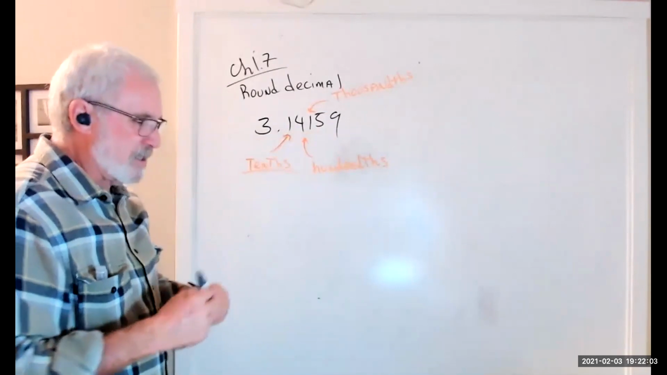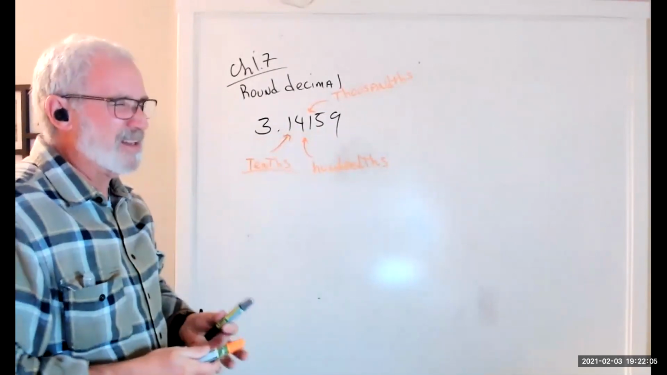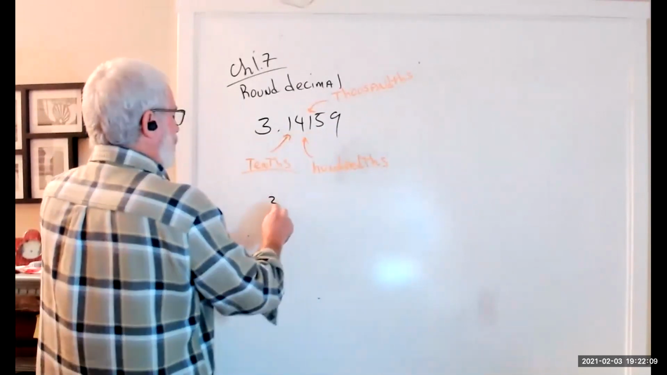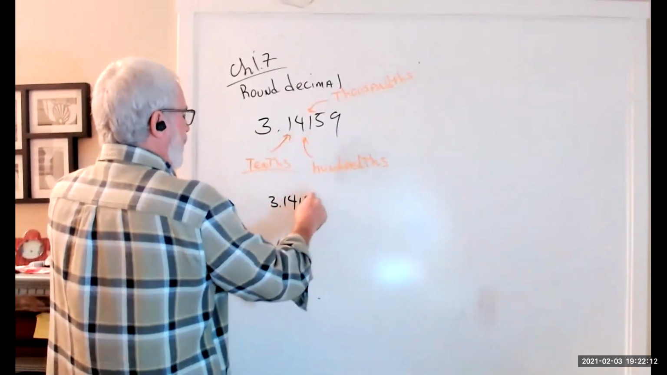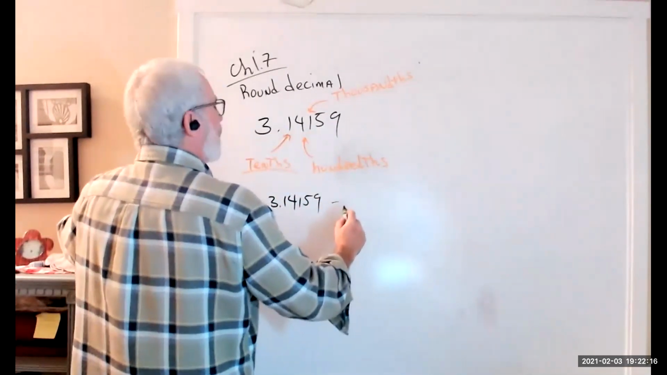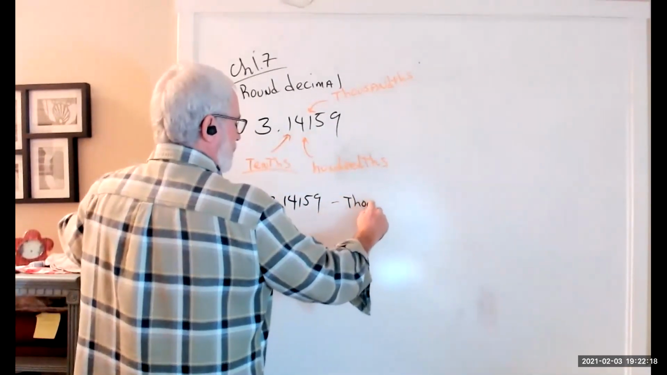Okay. Now, rounding decimals is a little bit different than rounding whole numbers. Let's say we took 3.14159 and I said round to the nearest thousandths.